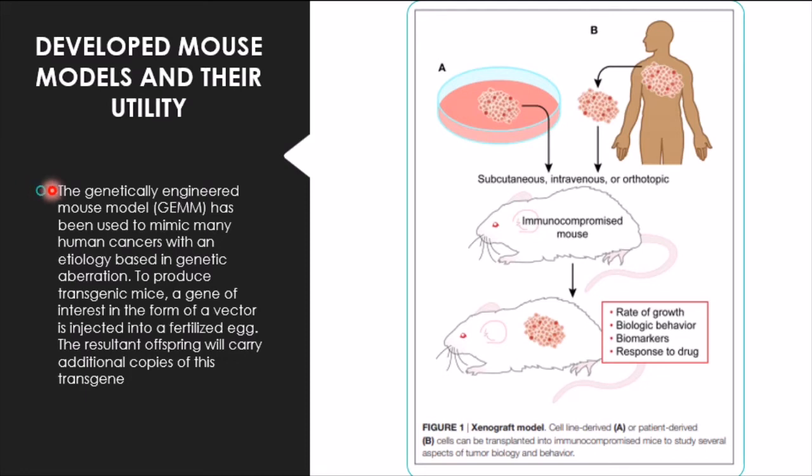So here we have in figure 1 a xenograft model. In A we have the cell line derived cells, and in B we have the patient derived cells, and these can be transplanted into an immunocompromised mouse, which is used to study several aspects of tumor biology and behavior, such as the rate of growth, biologic behavior, biomarkers, and the response to drugs.